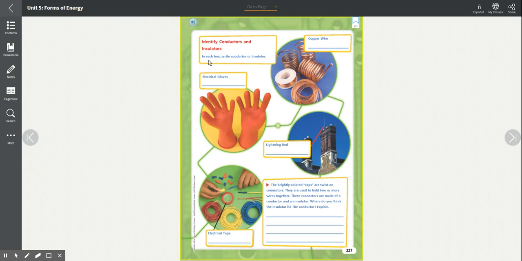Identify conductors and insulators. In each box, write conductor or insulator. Copper wire, electrical gloves, lightning rod, electrical tape, and the brightly colored caps are twist-on connectors. They are used to hold 2 or more wires together. These connectors are made of a conductor and an insulator. Where do you think the insulator is? The conductor is. Explain. All you're doing here is you're going to tell me what part of this cap is the insulator and what part is the conductor. That's all I'm looking for.